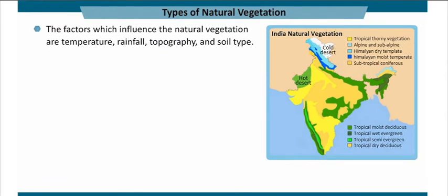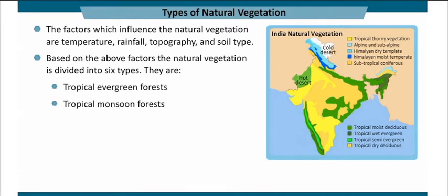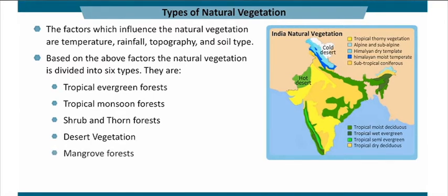Types of natural vegetation. The factors which influence the natural vegetation are temperature, rainfall, topography and soil type. Based on the above factors, natural vegetation is divided into 6 types. They are tropical evergreen forest, tropical monsoon forest, shrub and thorn forest, desert vegetation, mangrove forest, and mountain forests.